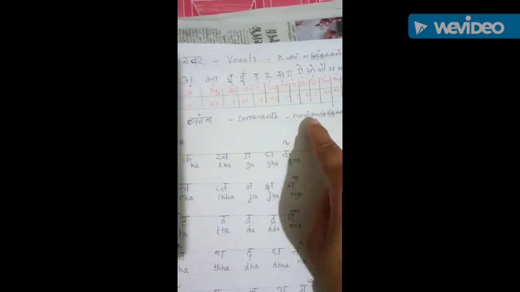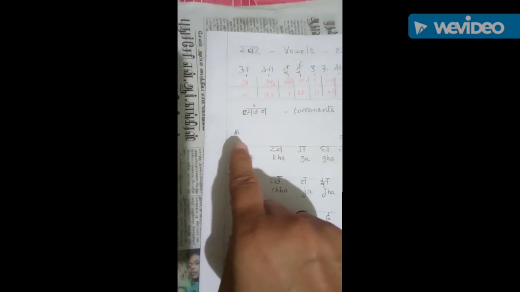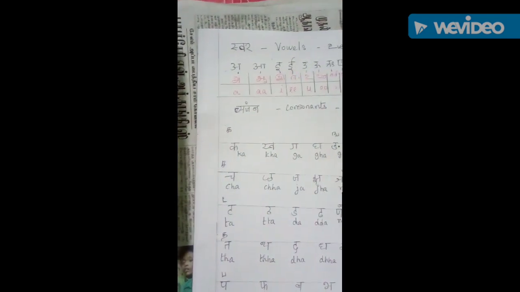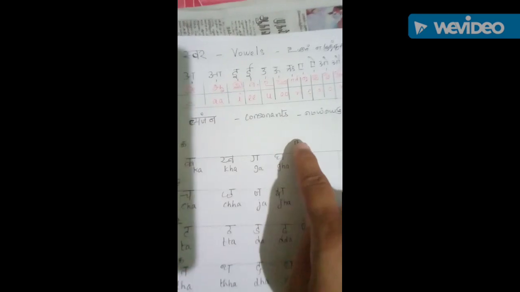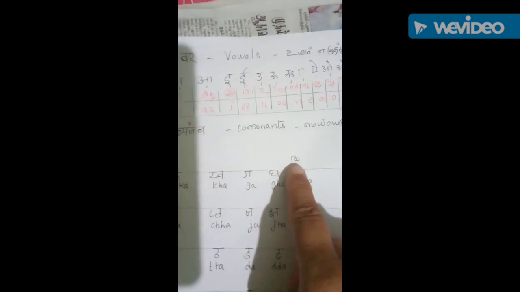Next we are going to Vyanjan. Vyanjan means consonants. In Tamil, mei ezhuthukkal. Then the first one is the ka series. That you have ka, ga, nga. That nga is in Tamil this one.